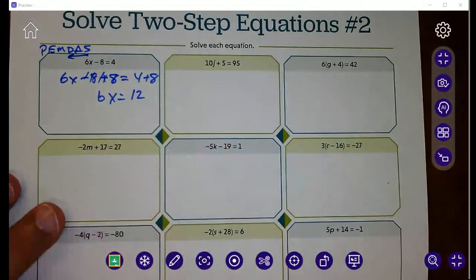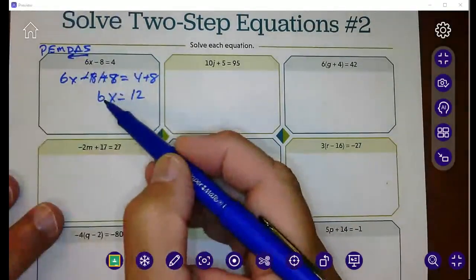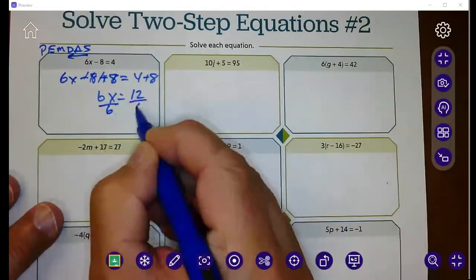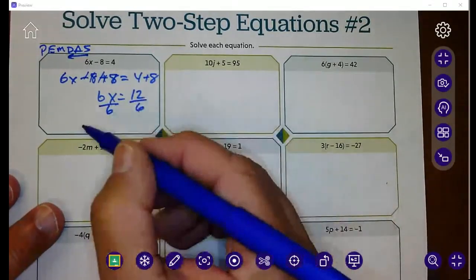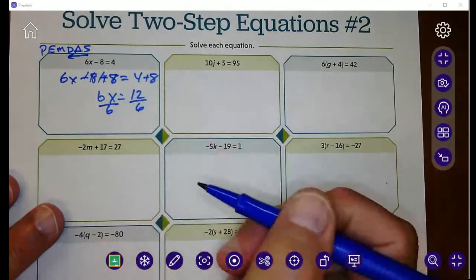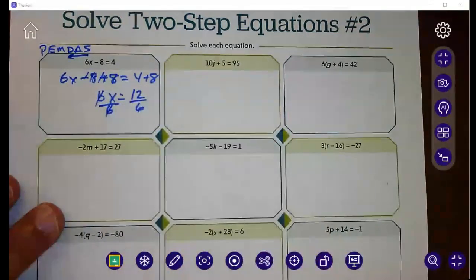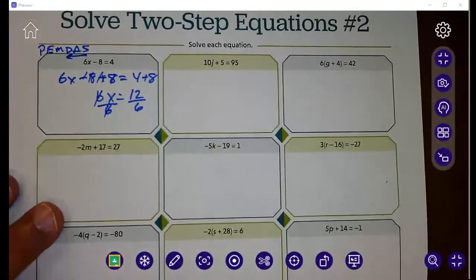We always look at the x first. That is the focus point. You look at the x and you get rid of the stuff that's around the x. And so to get rid of this 6, we have to divide by 6. Whatever you do on the left, you must do the same thing on the right. Then these 6's divide out. That was the whole reason for doing that.